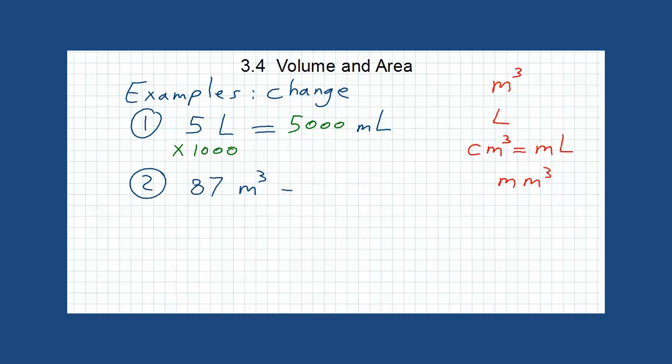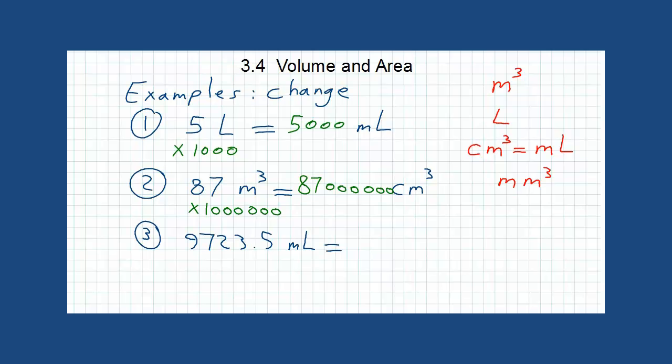Example 2. 87 cubic meters is equal to how many cubic centimeters? Well, we have 2 steps here to do it, to change from cube meter to cube centimeter. So we should multiply by 1 million. And our answer is going to be 87 millions cubic centimeters.